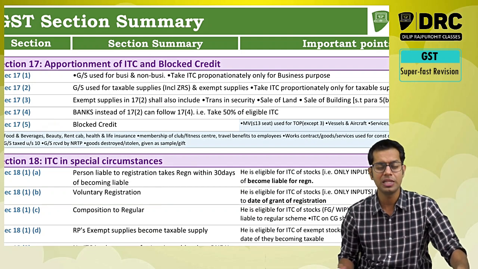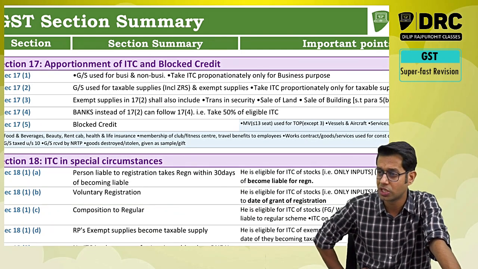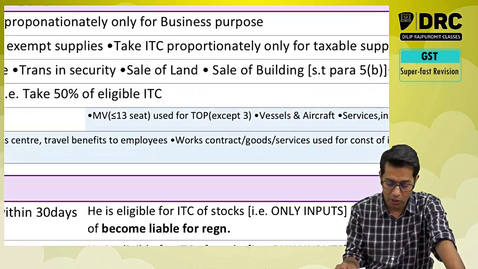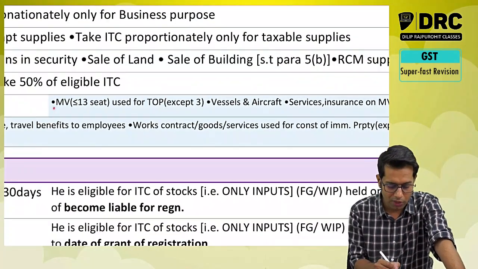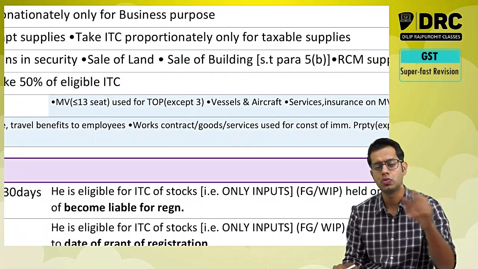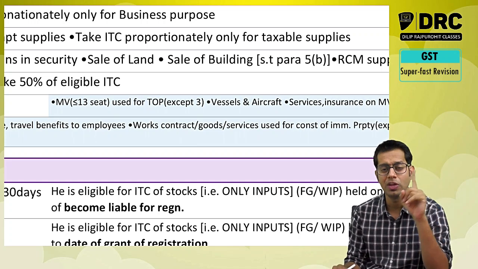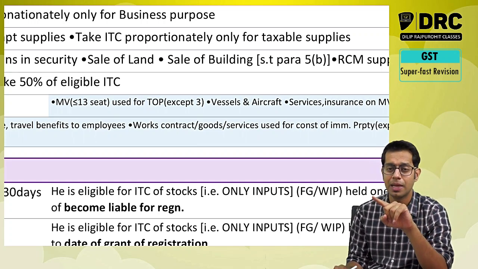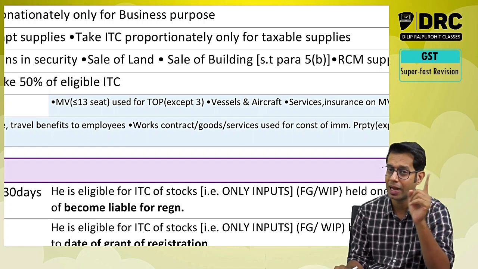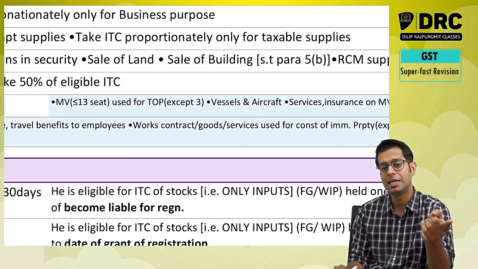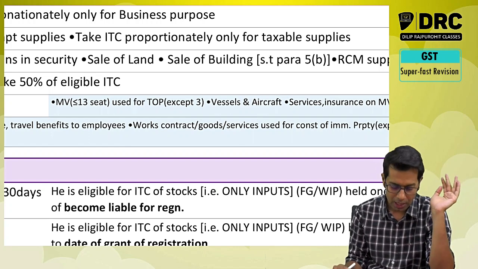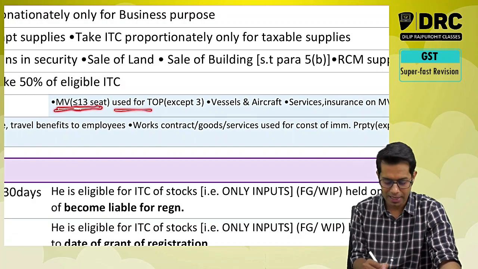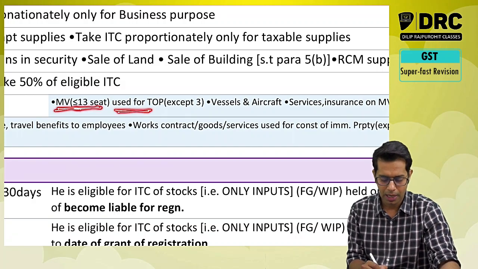Then Section 17 subsection 5, a fantastic section, the most important section, talks about block credit. There are a few items on which you cannot take credit at all; they are blocked. If you have any motor vehicle used for transportation of goods, ITC can be taken. If the motor vehicle is used for transportation of persons, then check the seating capacity. If the seating capacity is less than or equal to 13, ITC cannot be taken by you. If the seating capacity is more than 13, ITC can be taken by you. Normally, for a motor vehicle whose seating capacity is less than 13, ITC cannot be taken by you.